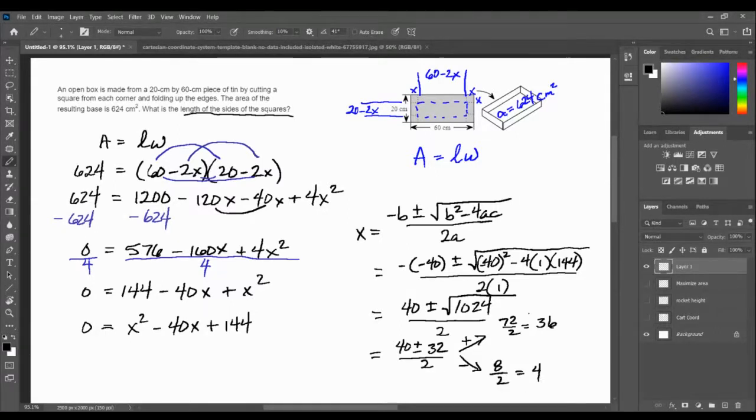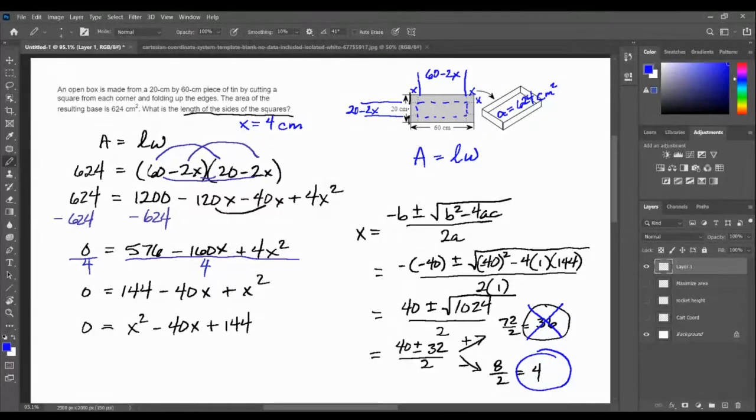That's 4. So looking at our box here, if I tried to cut a square that's 36 centimeters from this side, 36 centimeters, 36 centimeters, it won't fit within the 20. So very clearly, that is not the solution to our initial problem. It is a solution to the algebra, but it's not a solution to our problem. The solution we want is 4. So x equals 4 centimeters would be what we're cutting off.